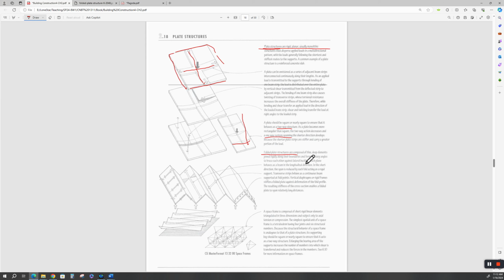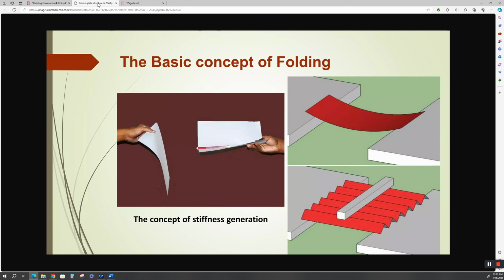Folded plate structures are composed of thin, deep elements joined rigidly along their boundaries and forming sharp angles to brace each other. Each plane behaves as a beam. So each one of these behaves as a beam. Okay? Each one of these acts as a beam that's just at an angle. Now you've seen these before. Corrugated iron, corrugated metal that goes on a barn, is a folded plate structure.